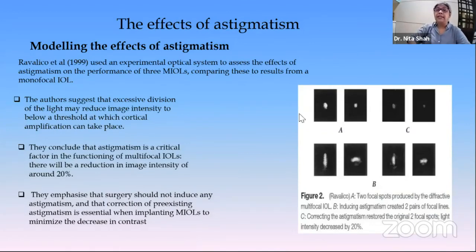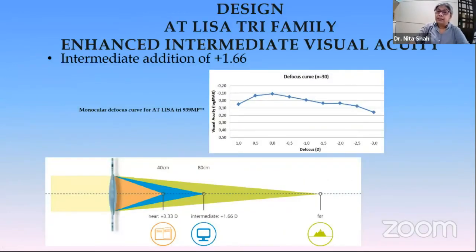Now, this is a screen which shows us the effect of astigmatism. So these are the spots focused by the multifocal lens. This is what happens in the case of astigmatism. And when we can correct that astigmatism, we again get nice point sources of light where the intensity is only decreased by 20%, which is a very, very good lens to use. This has already been discussed. We have an excellent defocus curve and we have good near, intermediate, and far vision distribution.